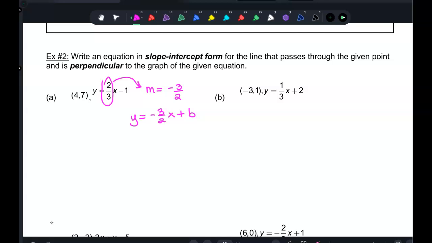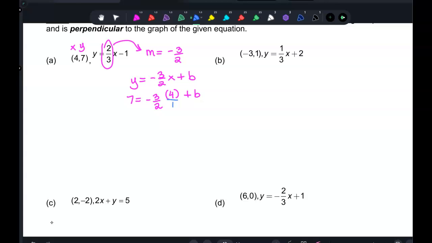Let me pause there. Does that make sense? Jonah, do you understand why we wrote negative 3 over 2? Yeah, you have to put the opposite reciprocal. And what do we need to solve for? B. What is x and what is y? X is 4. And Y is 7. So I have 7 equals negative 3 over 2 times 4. When we have a fraction, if you have your calculators, great. But you can also multiply the top and multiply the bottom. So that'll be a negative 12.